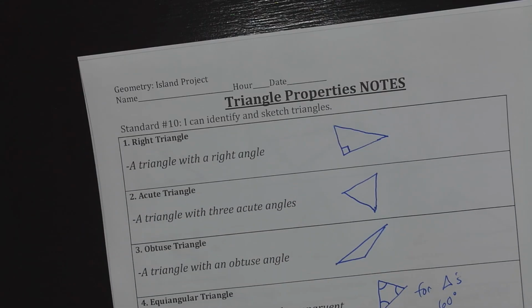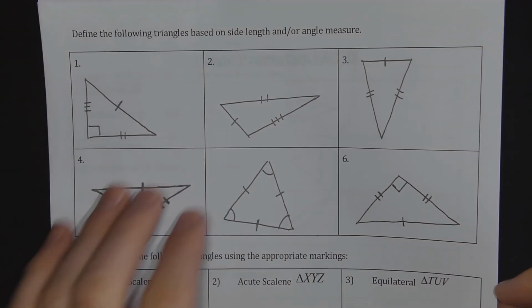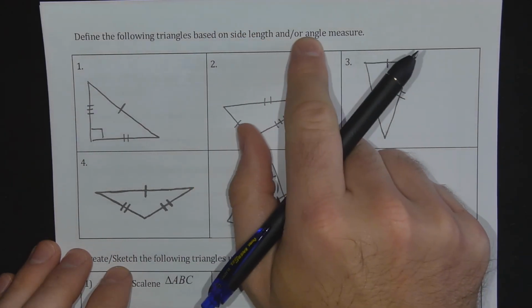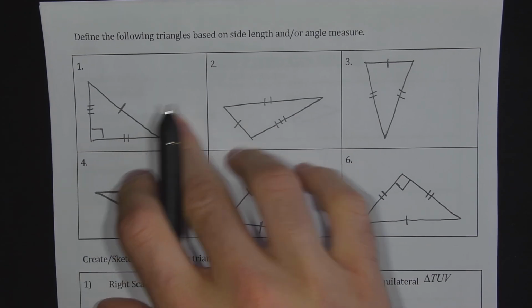Examples on the back. So the first section we're going to classify by the side length and or angle measure based on the diagram here. So we need 2 names per triangle.